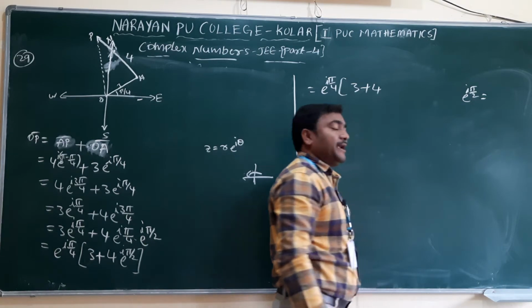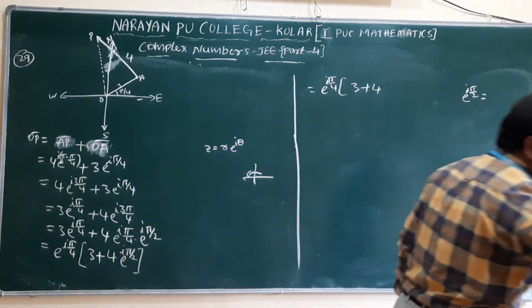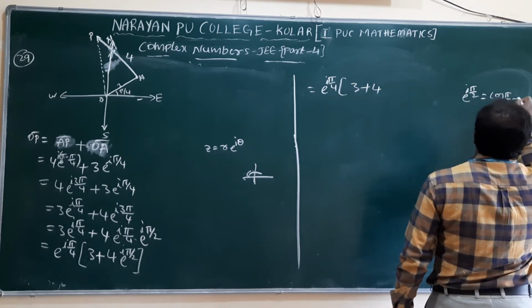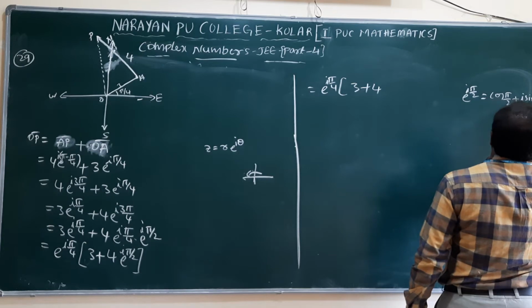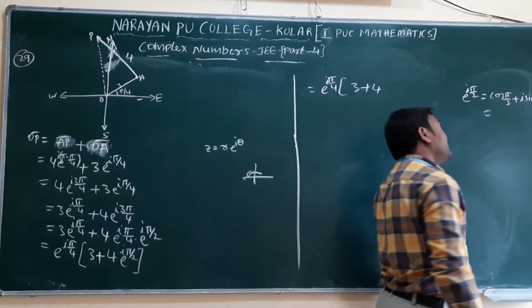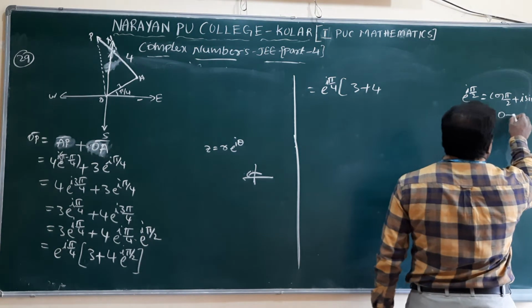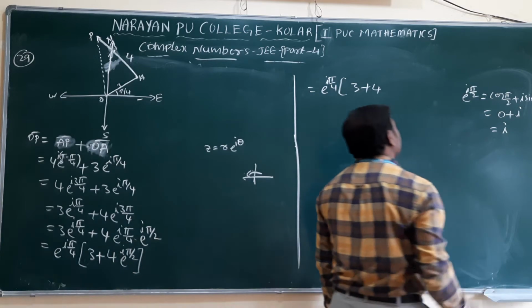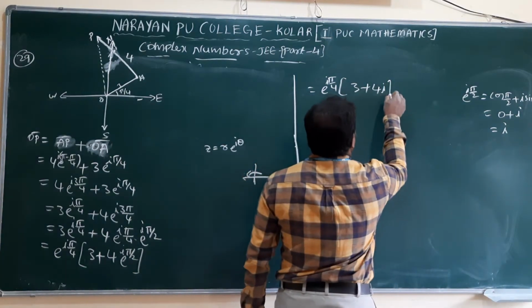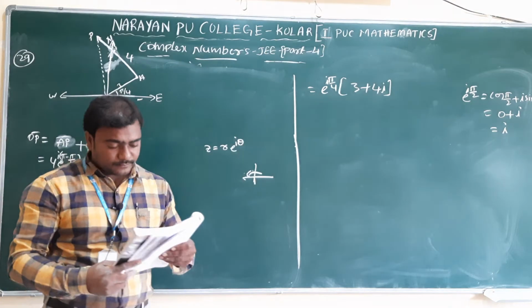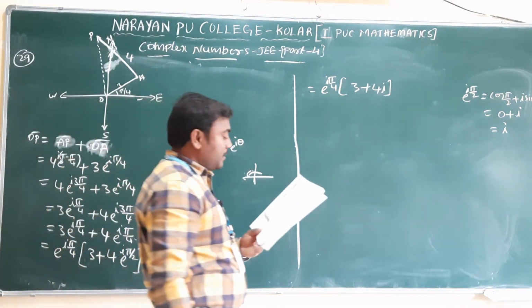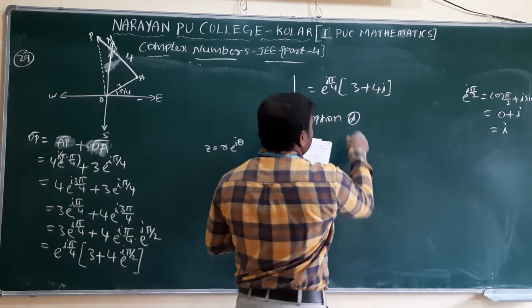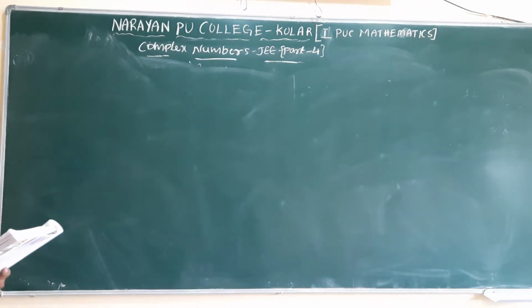We already know that e power i theta is cos theta plus i sin theta. Here theta is pi by 2, so cos pi by 2 plus i sin pi by 2. The cos pi by 2 value is 0, plus i into sin pi by 2, which is 1, so e power i pi by 2 is i, and we get 4i. So option D is the correct option.